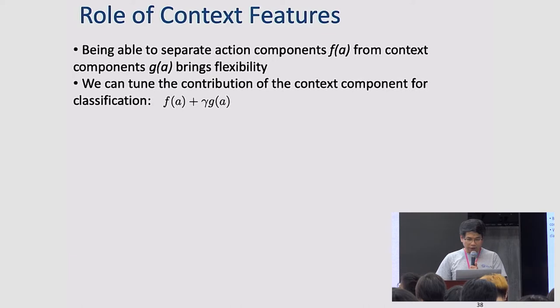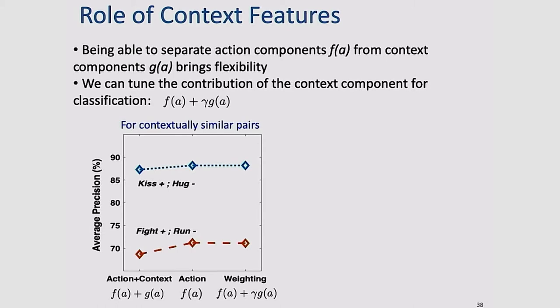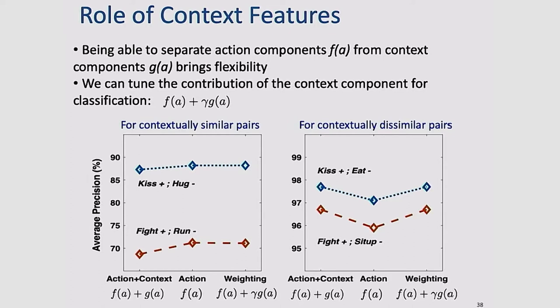Being able to separate the action component from the context component gives us some flexibility. We can tune the contribution of the context component for classification. In this analysis, I just want to see the role of context for recognition. If I pick a pair of actions that are contextually similar to each other, for example kiss and hug, then using both action and context to try to separate them will not be as good as using the action component alone. But for contextually dissimilar pairs, if you only use the action and don't use the context, then it degrades the performance. So for a contextually dissimilar pair like kiss and eat, you should use context for recognition, basically.